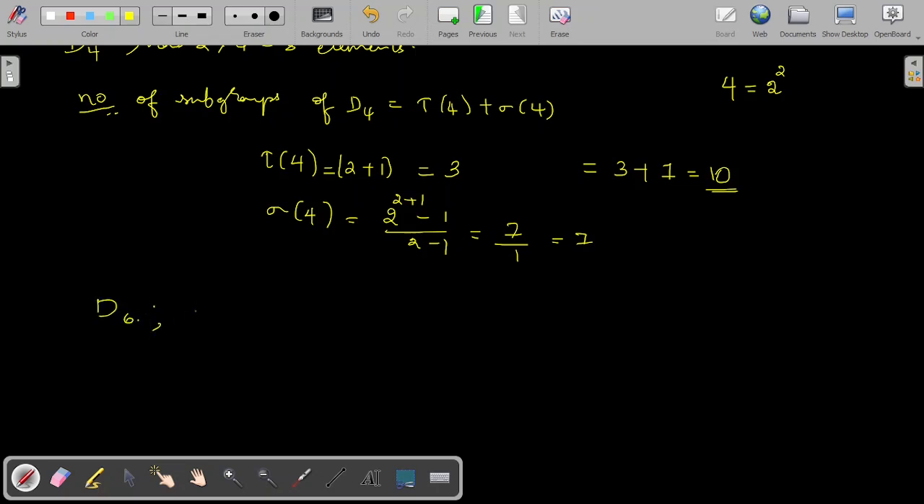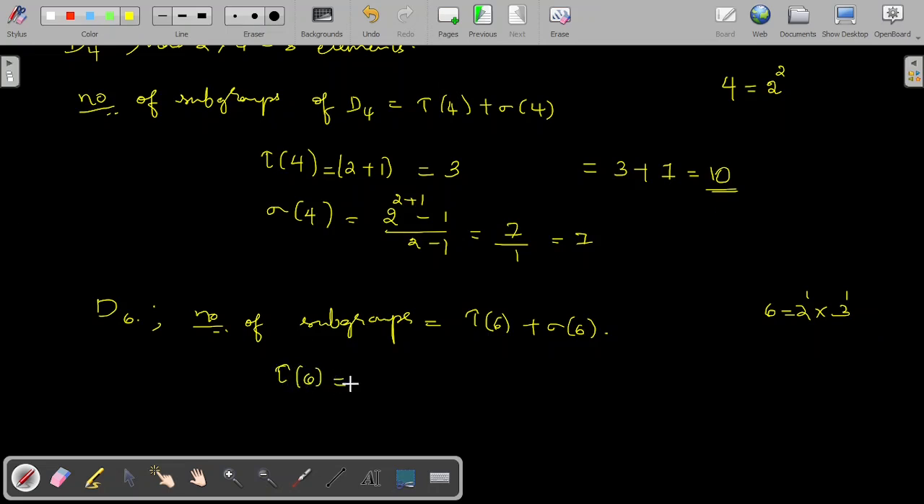I want to find out the number of subgroups. The number of subgroups, as per your formula, is tau of 6 plus sigma of 6. Now 6 is not prime, but it can be written as a product of primes: 2 to the power 1 into 3 to the power 1. 2 times 3 is 6. Why have I taken this example? Because I want to explain how to find tau of 6 and sigma of 6 for this kind of number. So tau of 6, the number of positive divisors of 6.